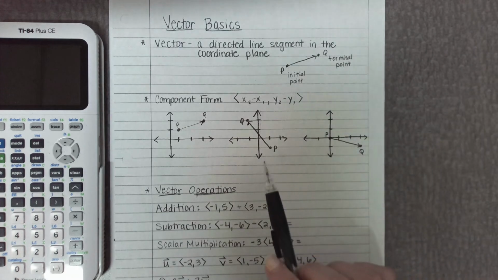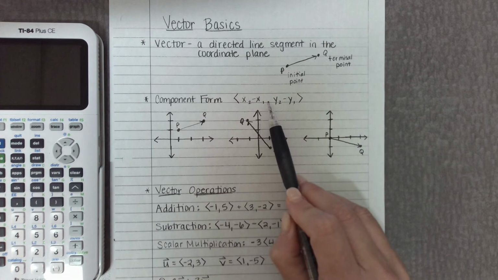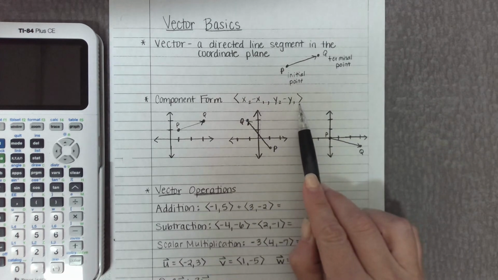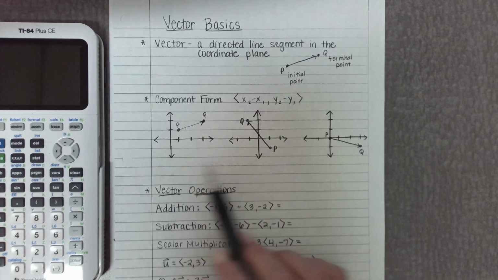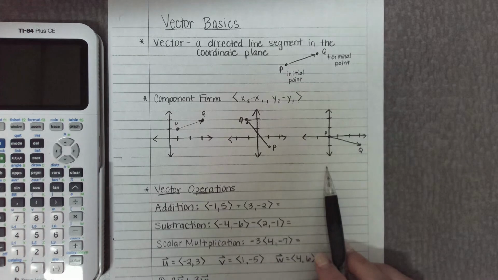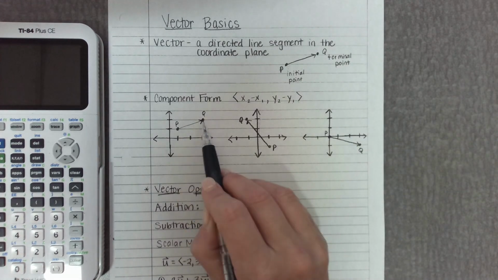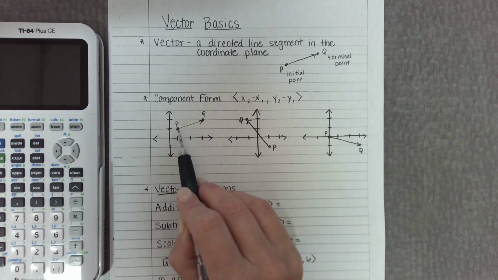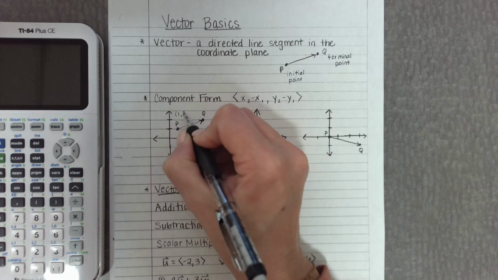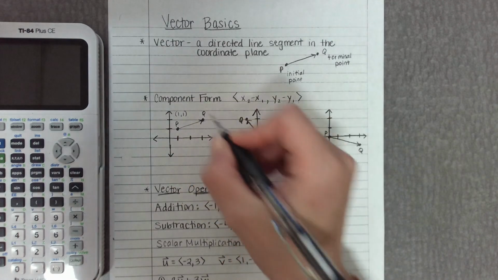So one way that we write vectors is in component form. When we write a vector, it's kind of like an ordered pair with a comma in the middle, but instead of parentheses, we put these triangular brackets on the end. So I've drawn 3 vectors here, and we want to practice putting these vectors in component form. To do that, we need to know the coordinates of where the vector starts, its initial point, and its terminal point. So for this first vector, its initial point P is at 1, 1, and its terminal point Q is at 3, 2.